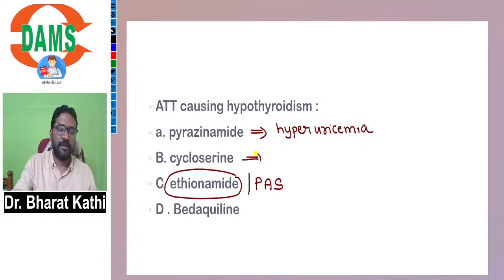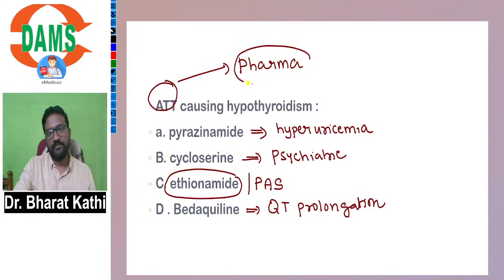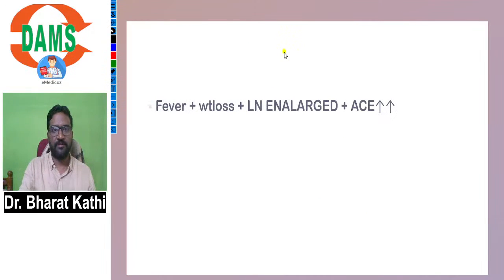Cycloserine can have psychiatric disturbances, and bedaquiline, as you know, QT prolongation. So I think this is a straightforward question. Most always you see ATT here, the pharma part. Pharma part is very, very important. So these side effects, what to do next, these are very, very commonly asked.